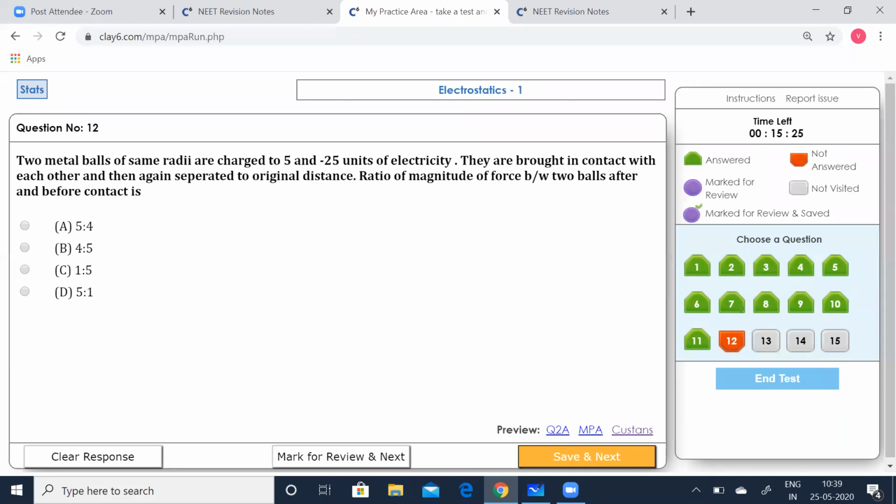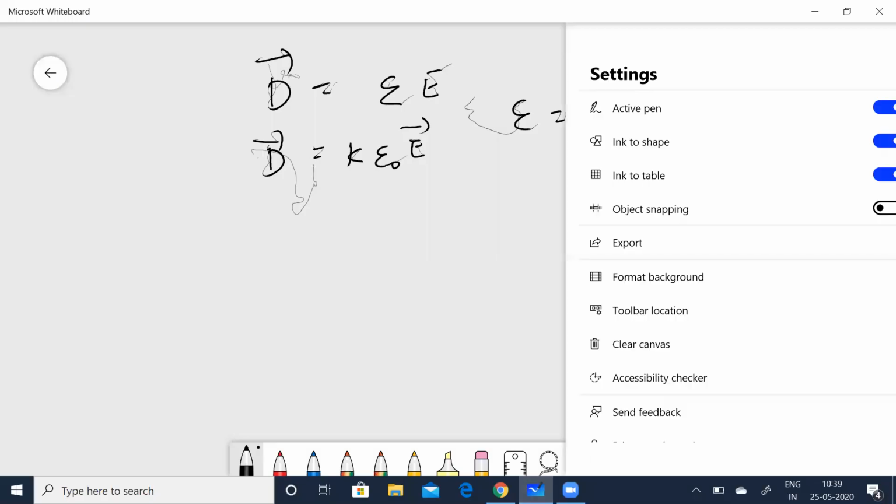Let's solve that. So the charges are 5 and minus 25 units, as given. After contact, let us say Q1 is equal to Q2. So that is equal to 5 plus minus 25 divided by 2, which is equal to minus 20 by 2, which is equal to minus 10.